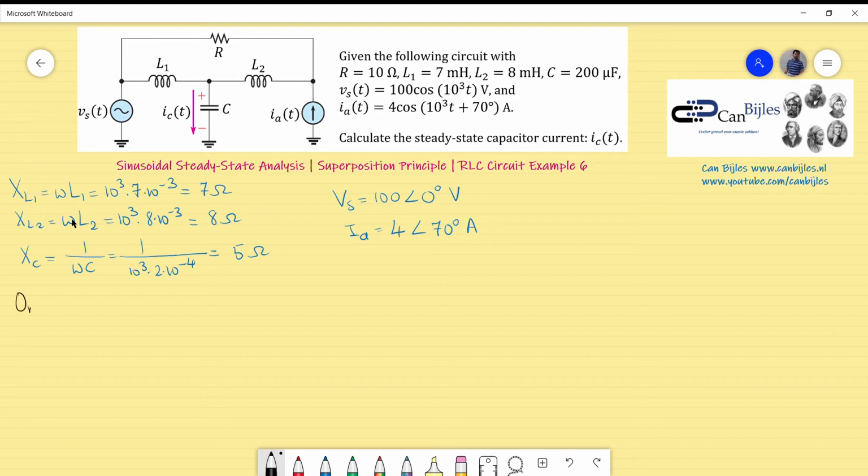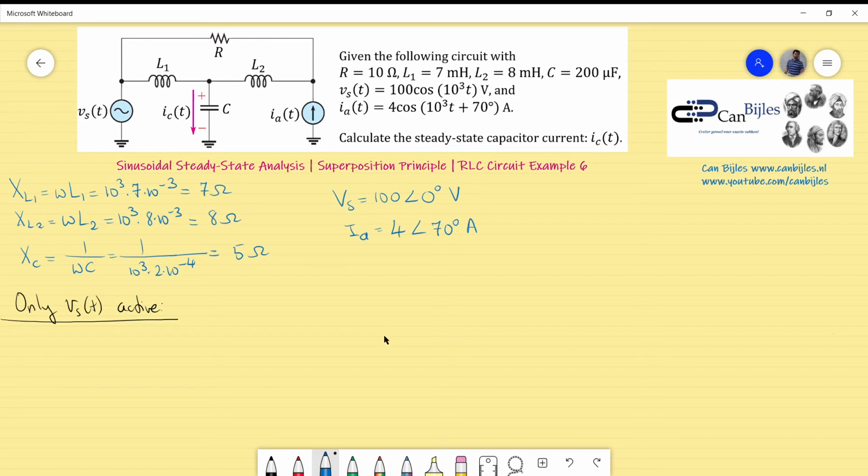I will now activate only Vs, so only Vs active. What do I have if I activate only Vs? The current source will be an open circuit in this situation. So we have actually no connection from this point to ground. You will still have L2 connected to R2, and these together will be in series, and these together will be again parallel to L1. So I will have the following situation.